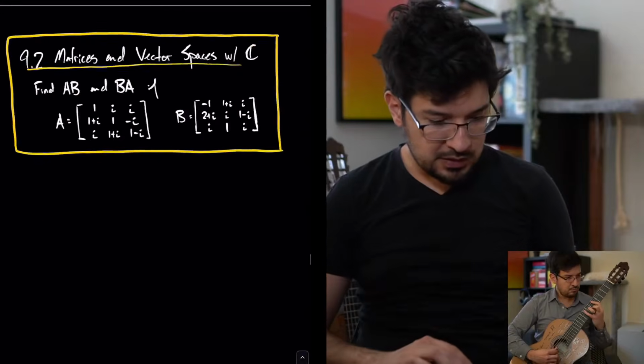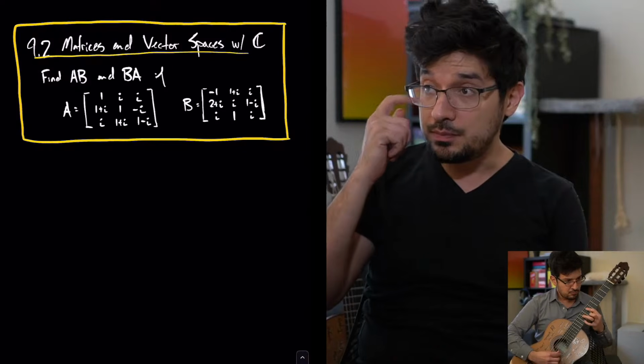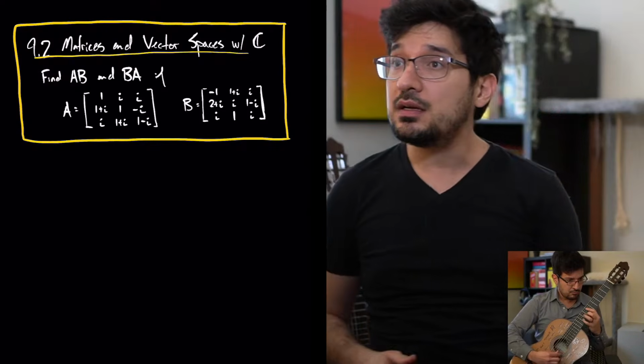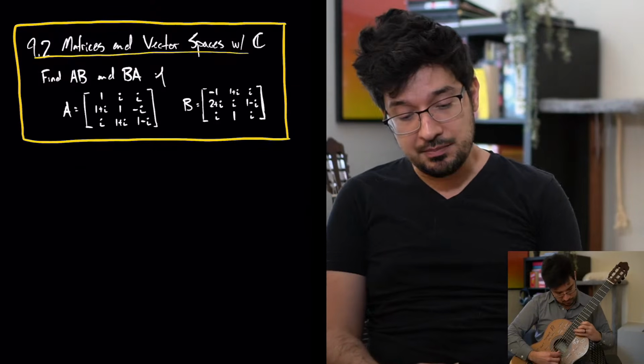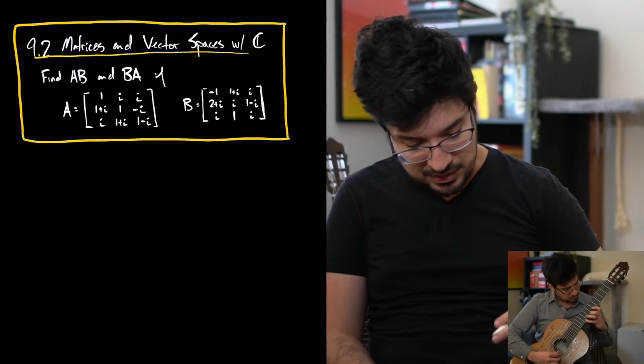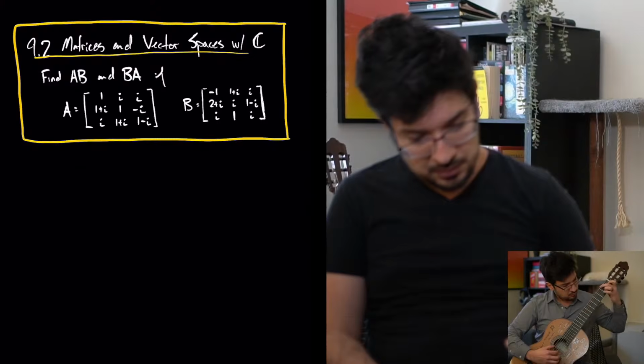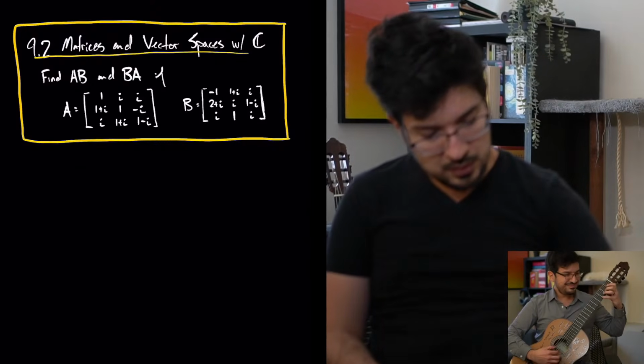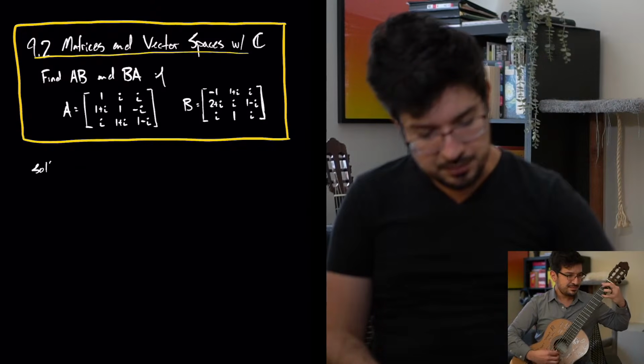Now we're going to move on to section 9.2. Find matrices. We're doing matrices over complex numbers now. So, solution.